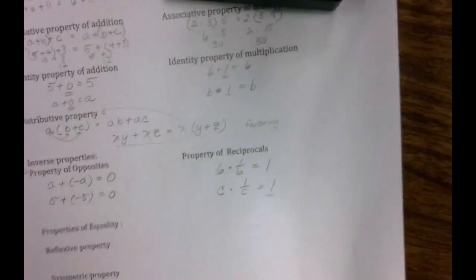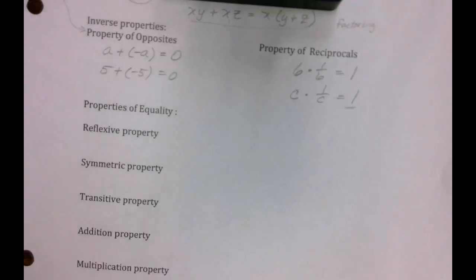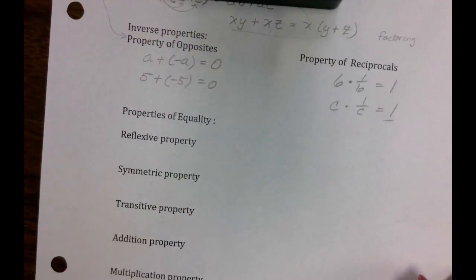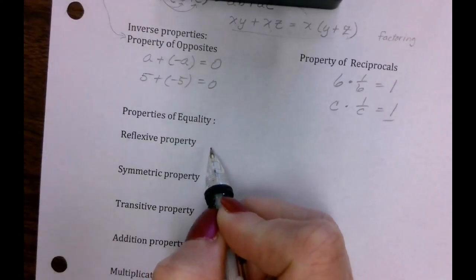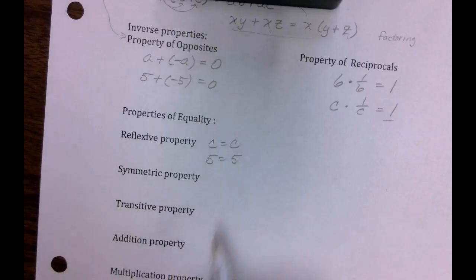The properties of equality all have to do with being equal. And these are ones that you probably saw in geometry a little bit more. The reflexive property states that if you have one value, it's equal to itself. So C is equal to C, 5 is equal to 5.